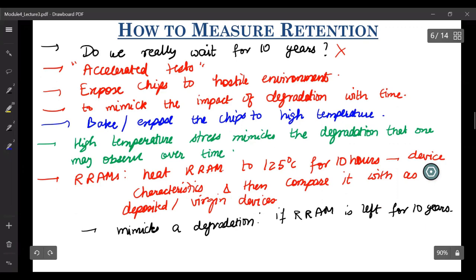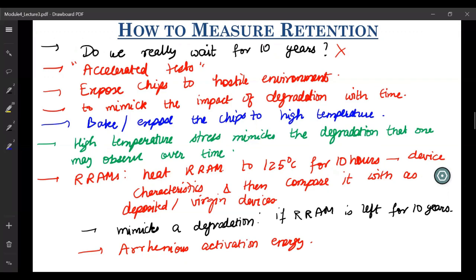How do they do it? They use this concept of Arrhenius activation energy. If you want to get into details, you will have to study several reliability models. So I won't get into the details, but they look at the Arrhenius activation energies once they expose these devices to very harsh conditions, and that is how they check whether your device will be able to retain that memory state for 10 years or not.